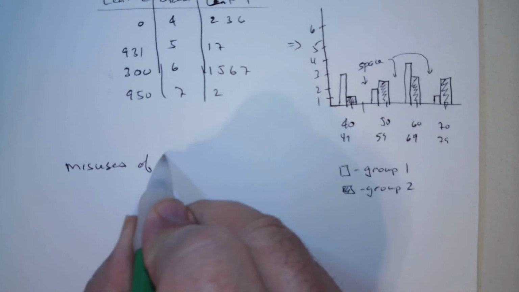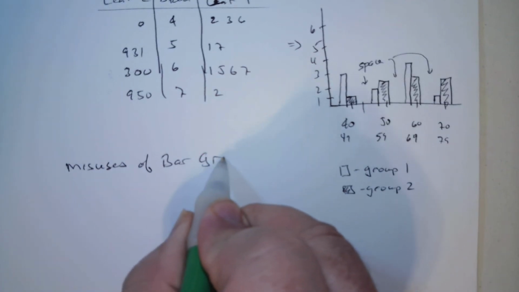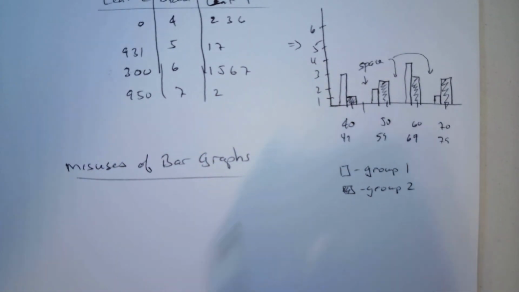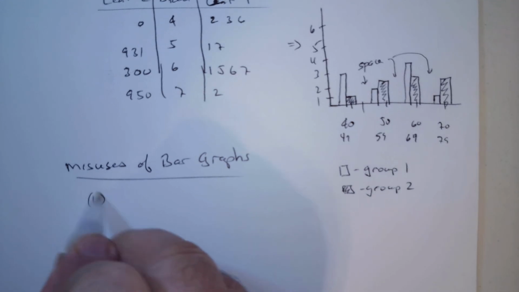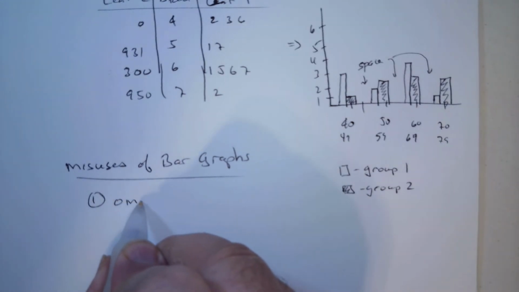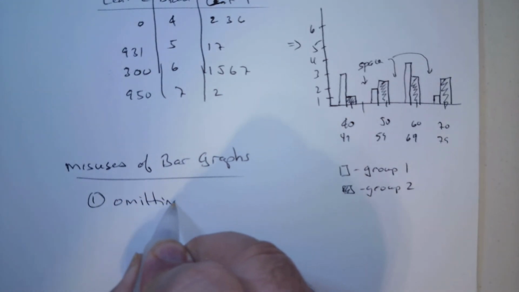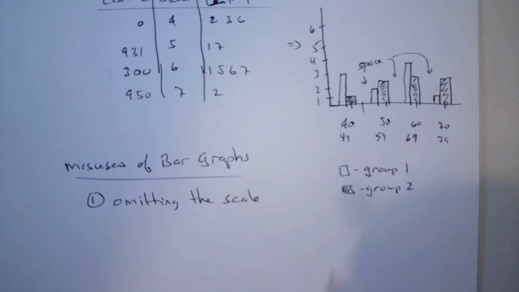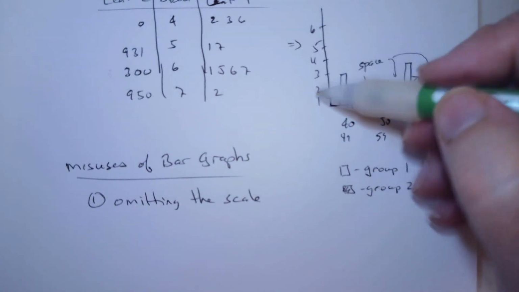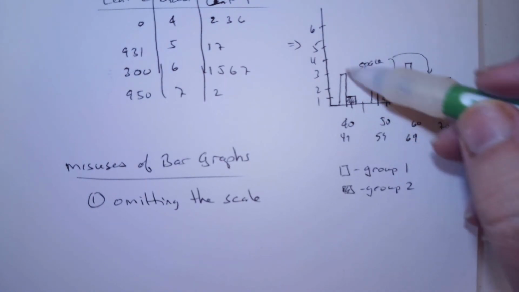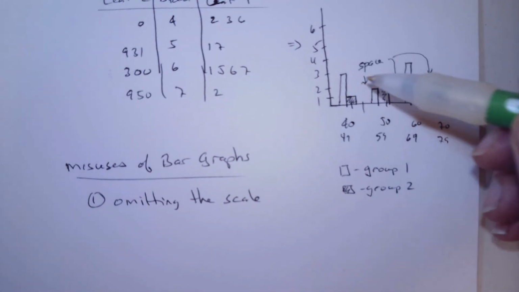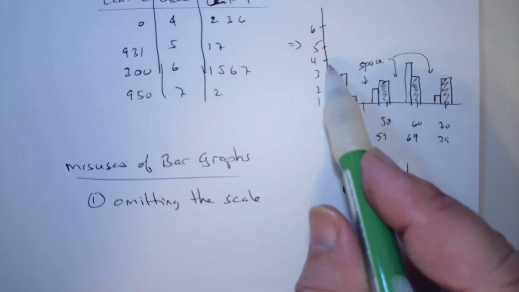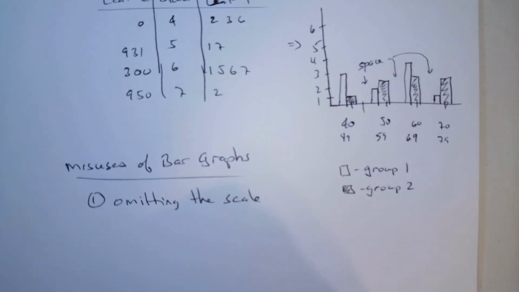Misuses of bar graphs. Misuse of bar graph 1: omitting the scale. In other words, if I didn't have the frequency right here, you could tell one's bigger, but you can't tell how much bigger. But once you have the scale, you can compare, see exactly how big the comparisons are.